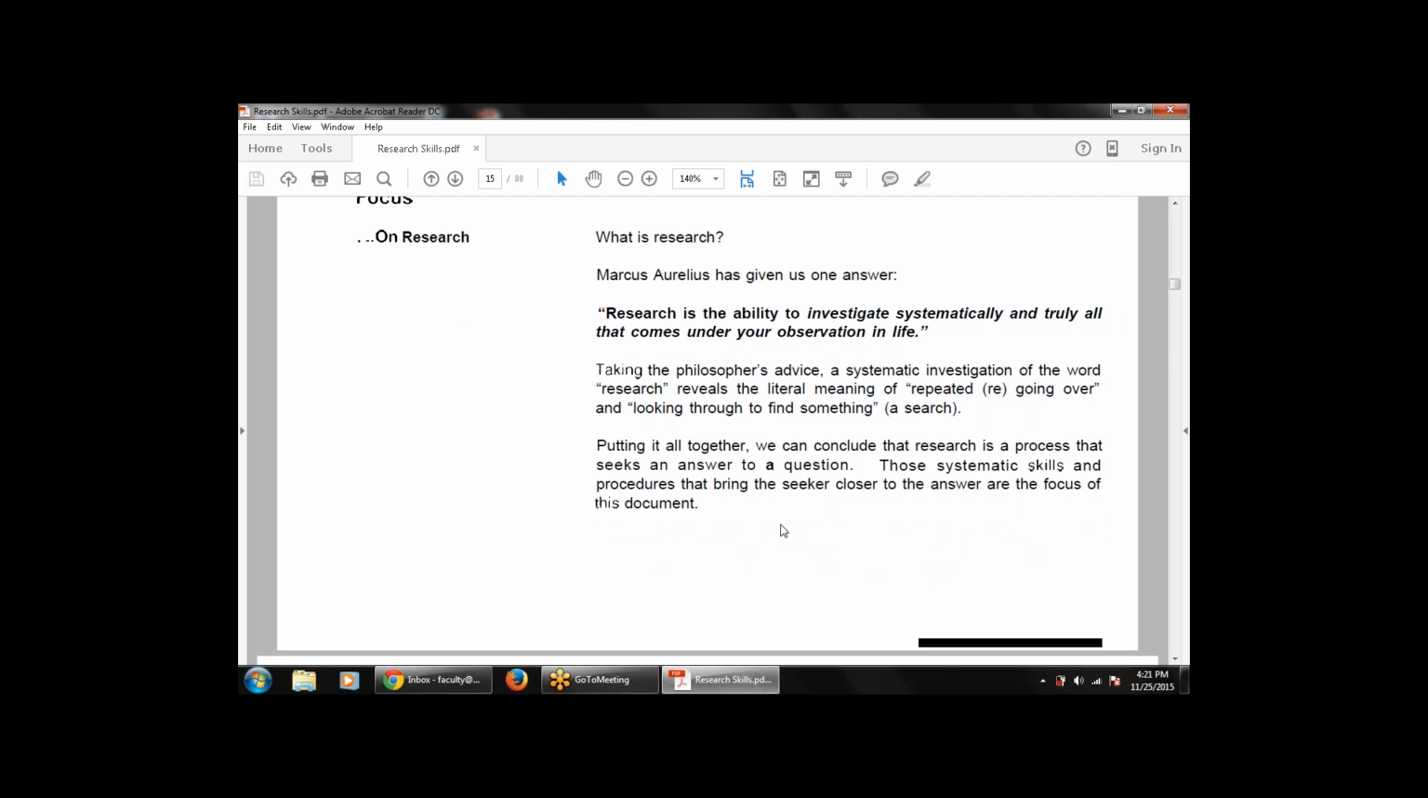But this research must be done in a systematic manner. That is the main crux, the main aim of research. Whenever I want to find any answer, that answer must be found in a systematic manner. Those systematic skills and procedures that bring a seeker, who wants to get close to the answer, are the focus of this document. That is research.